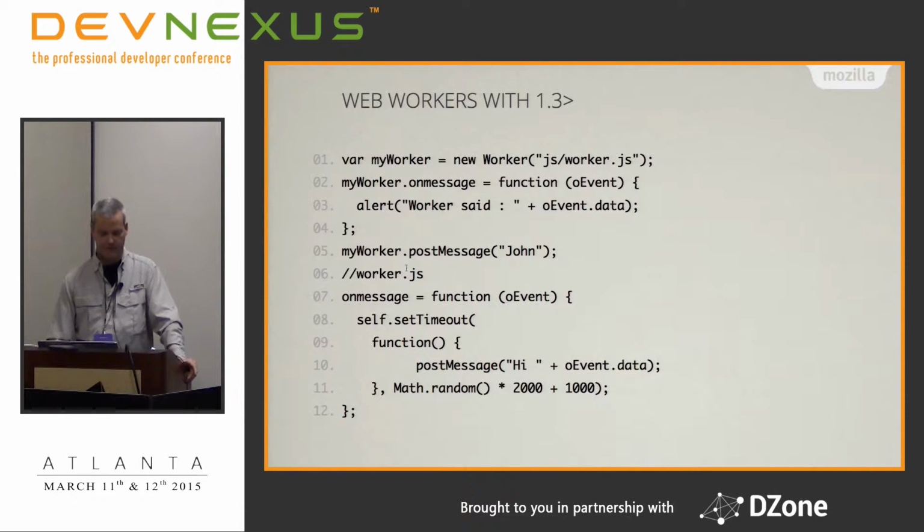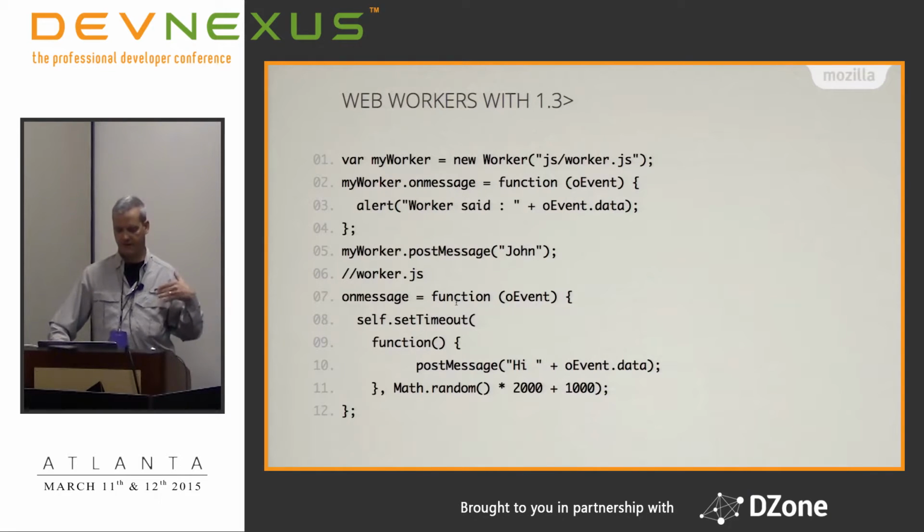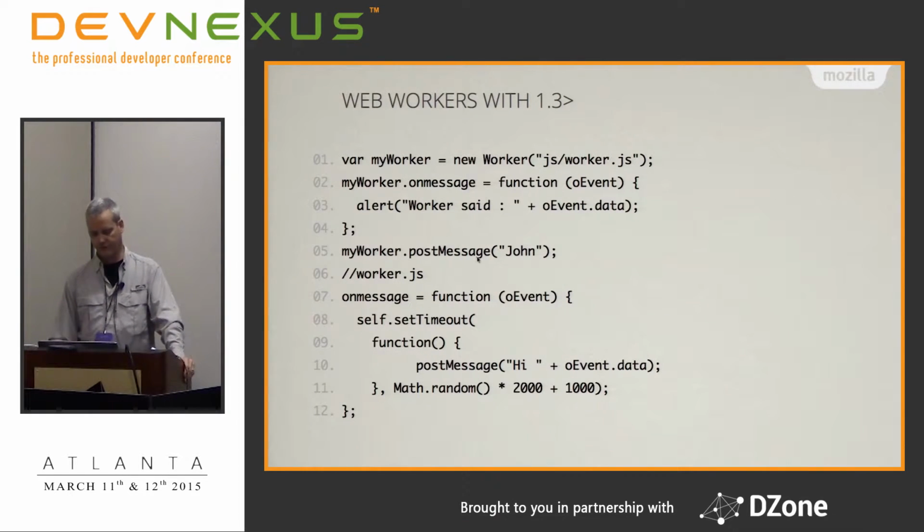And then in the worker.js, all I have is an event handler that says, as soon as I get a message, wait 1 to 3 seconds and post hi back to the data that was passed to me. So in this case, it'll just post hi, John. So that's what web workers are.